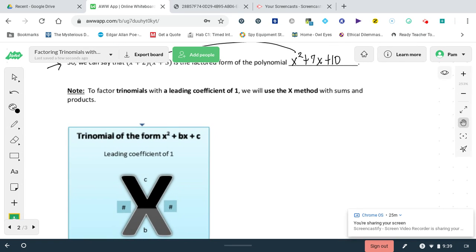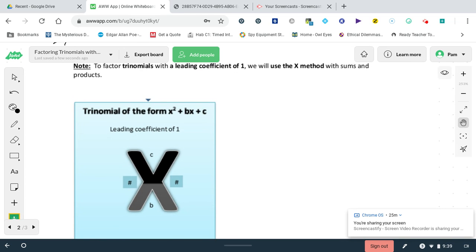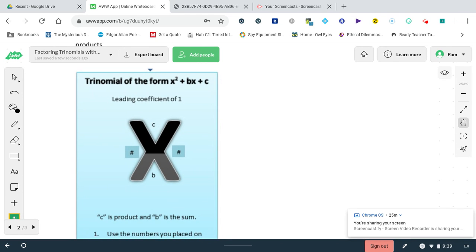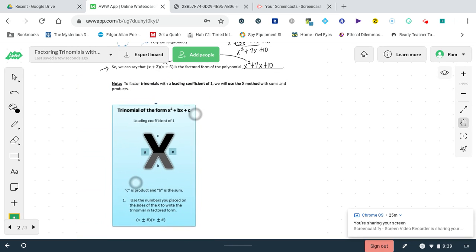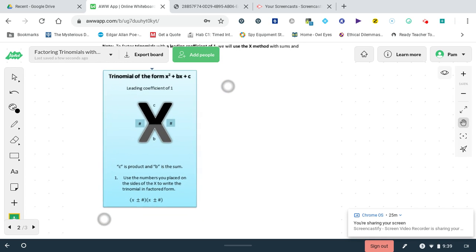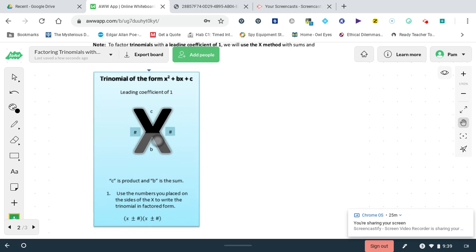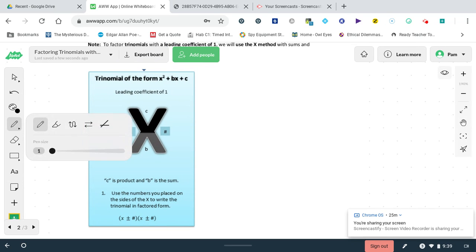All right, so to factor trinomials with a leading coefficient of 1, we will use the x method with sums and products. So that was the whole reason I wanted you to do sums and products, because it makes factoring trinomials of this form so easy. I just want to move this way everybody can see it. Okay, everybody can see that. Let's take a look at what we have. It says a trinomial of the form x squared plus bx plus c, where your leading coefficient is 1, can be factored using this x method.